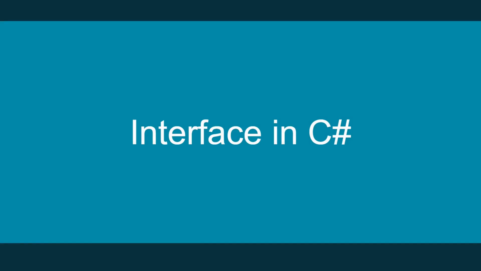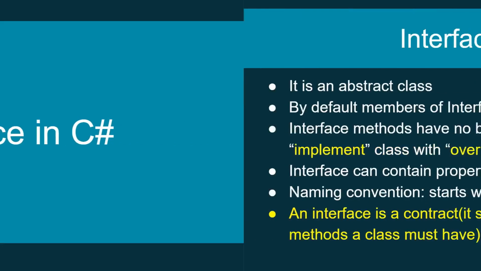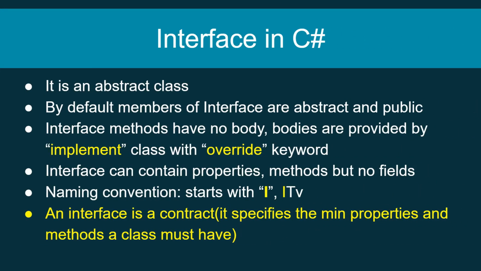Interface in C Sharp. What is an interface? An interface is an abstract class. You will see that in the example. By default, members of an interface are abstract and public. Interface methods have no body. Bodies are provided by the implementing class with the override keyword.